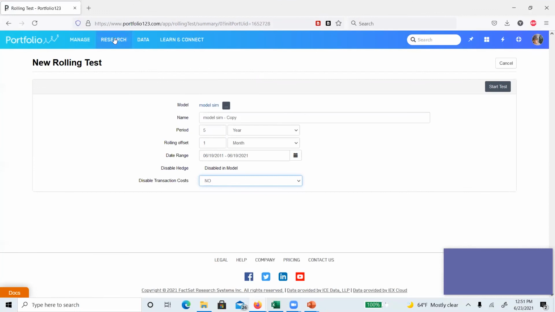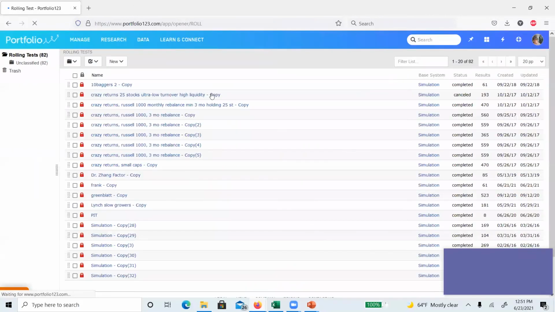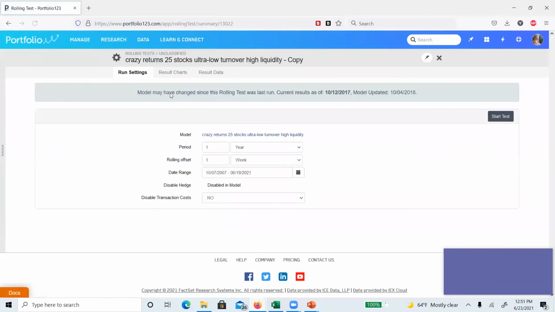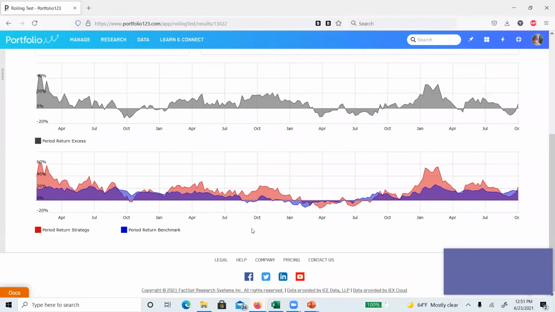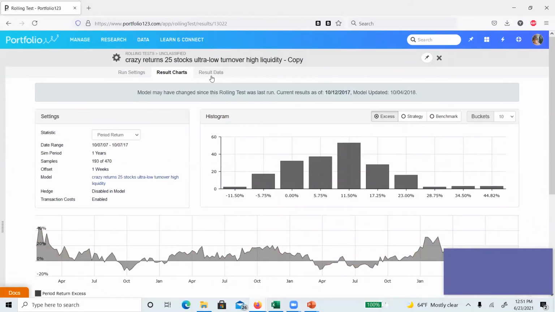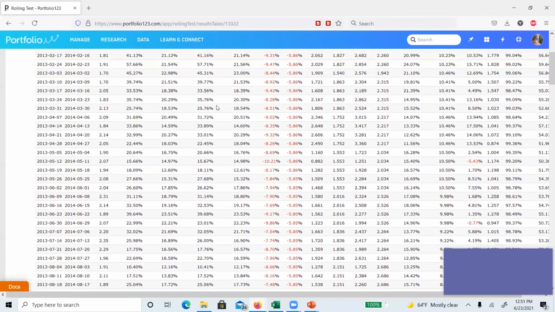But when you run it, you'll get something that looks like this. Let me show you a rolling test that I ran. I guess we can look at this one. Result charts. You get charts that look like this. There's a histogram, all these different charts, which are not as useful as the actual data, where the data shows you that you got this return, this bench, the annualized. I guess I was using a one year period, so these aren't very different. And drawdown, Sharpe, and Sortino for each single run.